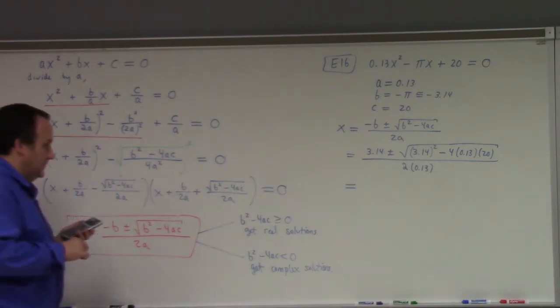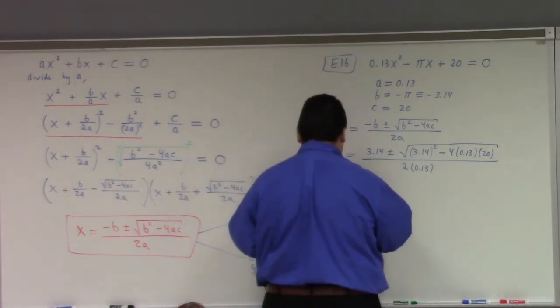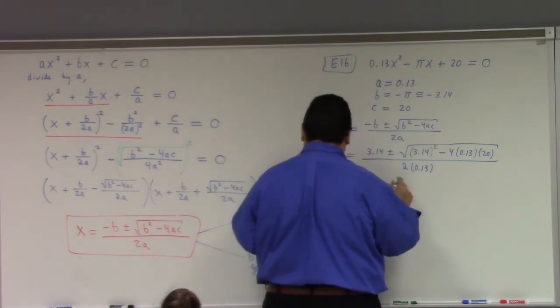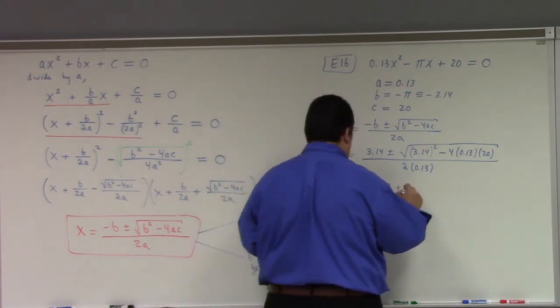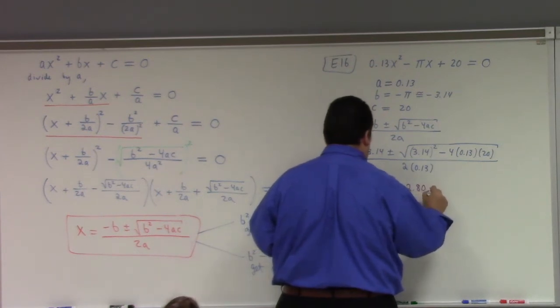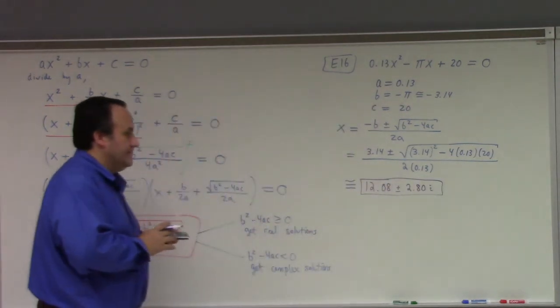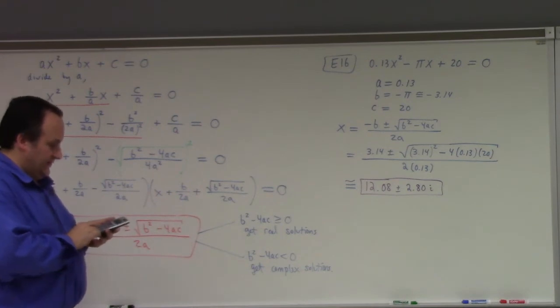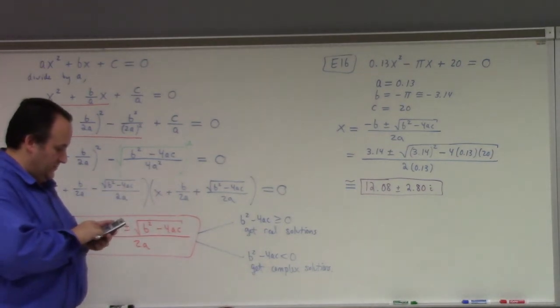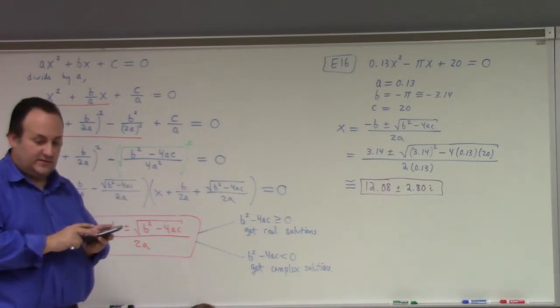So that ends up giving you something along the lines of, yowzers, approximately 12.08 plus or minus something. If you have one of those Casios, if you go into the equation mode, number 3 is actually a quadratic solver. You can just put A, B, and C in, and it gives you the two answers.